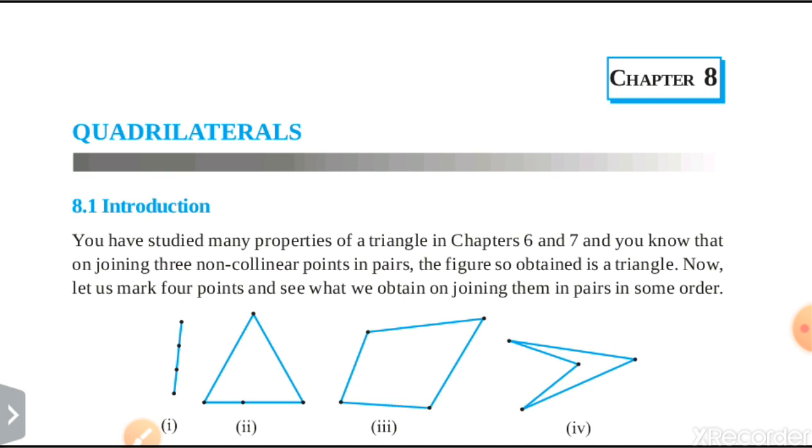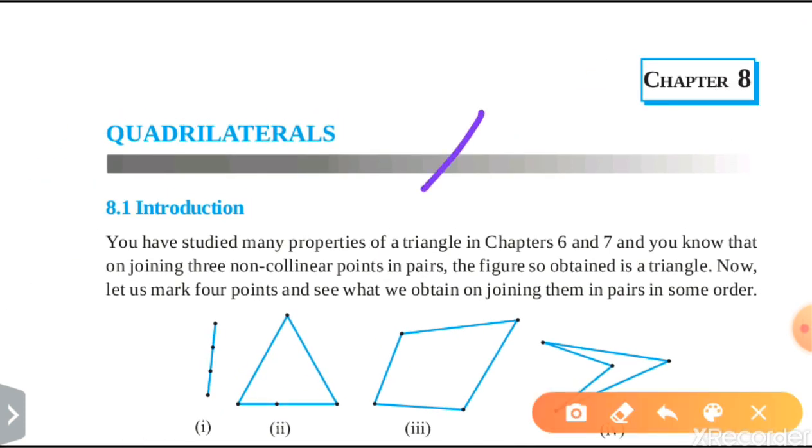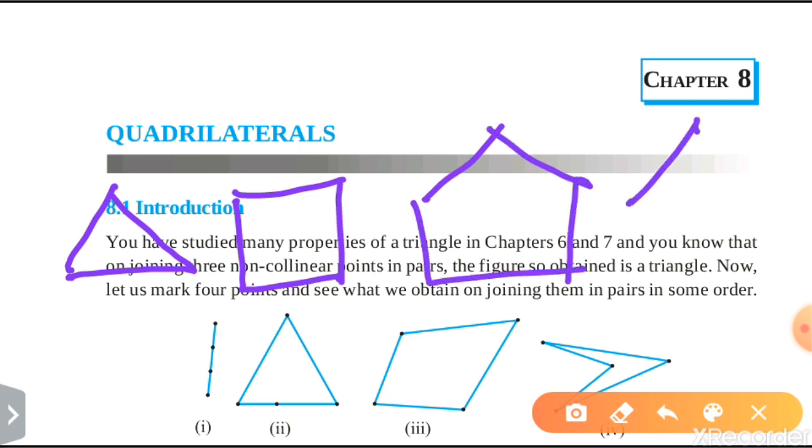What is a polygon? It is a closed figure made by line segments. You can see that this is also a polygon because it is a closed figure made by line segments. There are many types of polygon. The smallest polygon is the triangle, then the quadrilateral. Three-sided is a triangle, four-sided is a quadrilateral, five-sided is a pentagon, six-sided is a hexagon, similarly heptagon, octagon, nonagon, and so on.